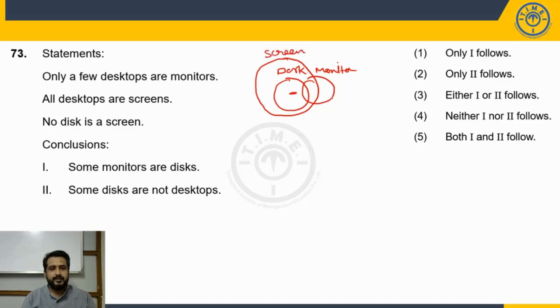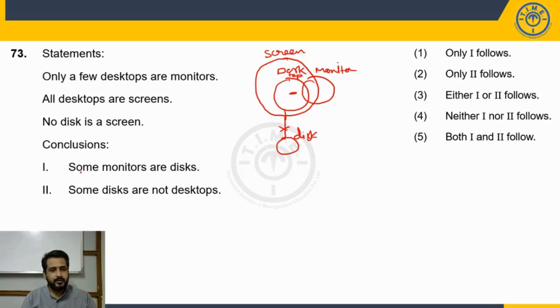No disk is a screen. So between screen and disk there should not be any relation. When screen and disk have no relation, then desktop and disk also should not have any relation, because desktops are within the screen.